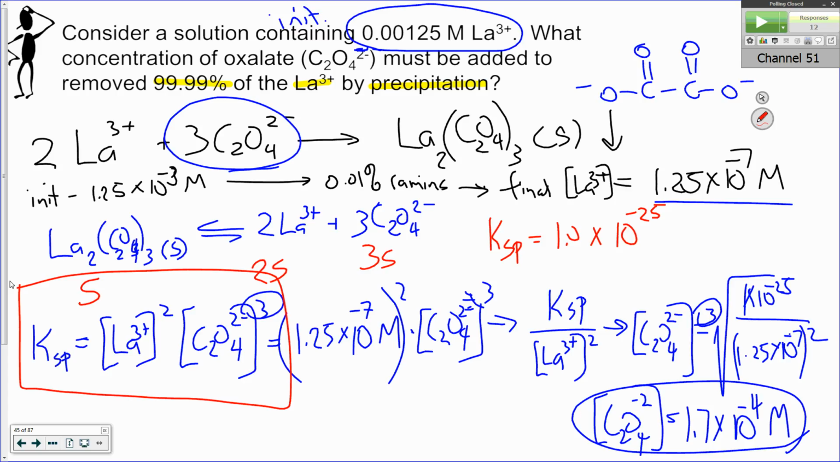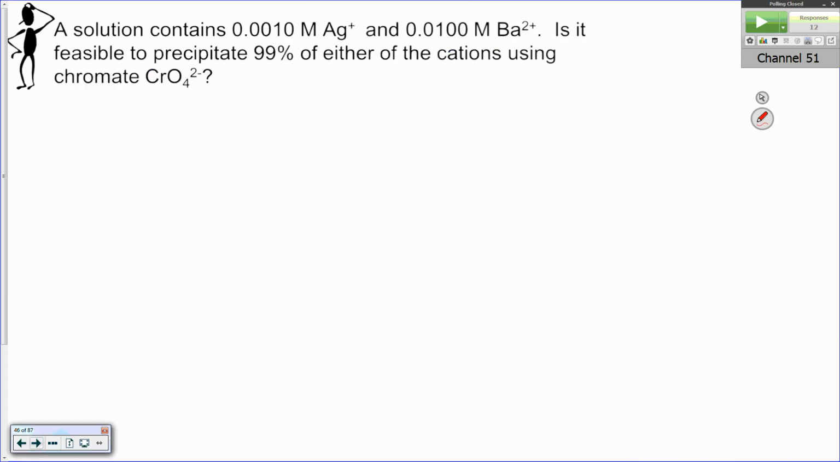It's an environmental concern that's something you have to think about. Okay, here's another one. I'm going to try to get through this one before class is over. So you've got a solution that contains silver and barium. What makes this one slightly more challenging than the previous one we looked at is they're at different concentrations. All right, and I want to know, is it feasible to separate out 99% of either cation using a chromate precipitation? So the first thing I'm going to do is look up the solubilities, the KSPs.